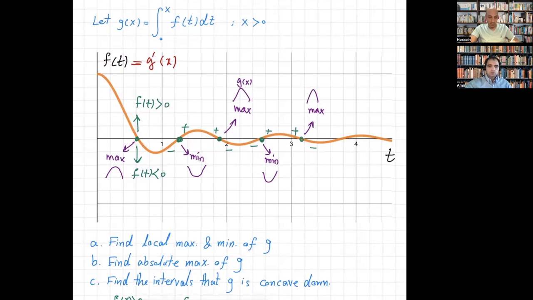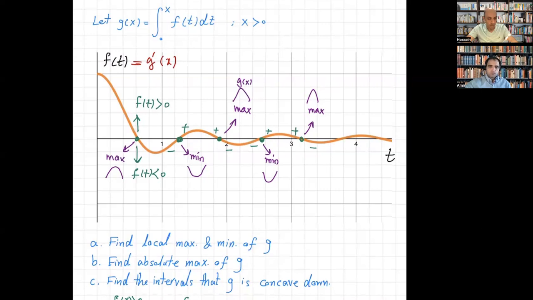Great. Now part B is asking for the absolute maximum of g. So we have several local maxima, like this point here, and this point here. We want to see which one is the absolute maximum, which one is the largest one.